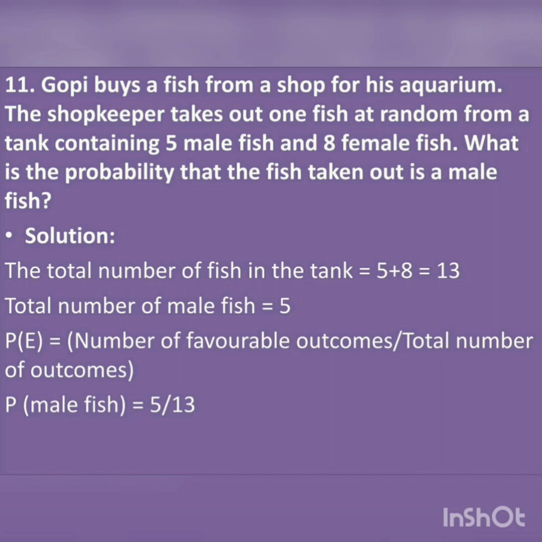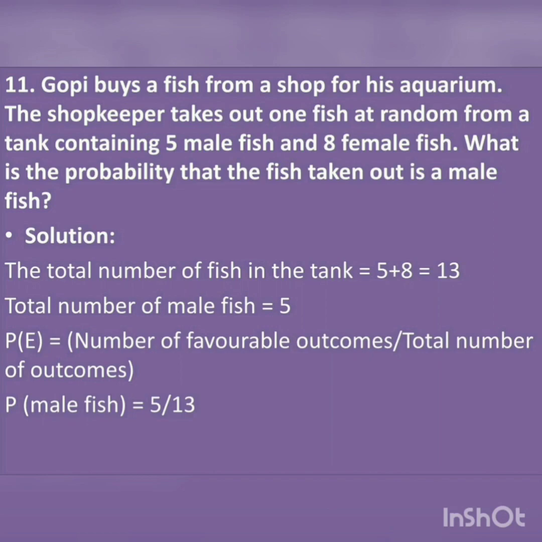Next question is, there is an aquarium with 5 male fish and 8 female fish. What is the probability that the fish taken out is a male fish? How many male fish are there? 5. And how many total fish are there in the aquarium? 13. So the probability of getting a male fish is 5 over 13, because there are only 5 male fish. So favorable outcomes will be 5 and total outcomes will be 13. So the probability of a male fish is 5 over 13.